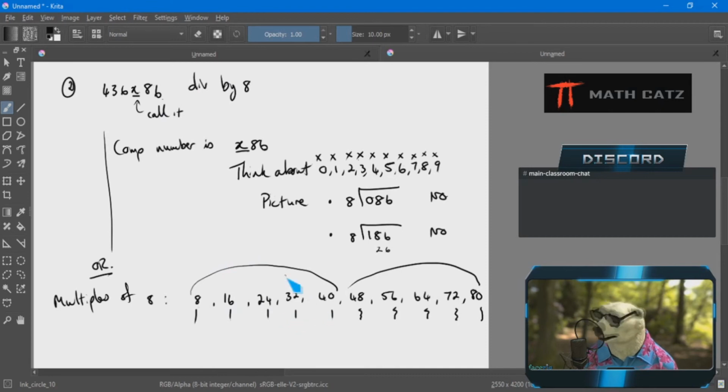It gets a little complicated. But you can look at the ones digit as well. So that's an extra tool that I can have. That doesn't always work, which is why it's not classified as a divisibility test.